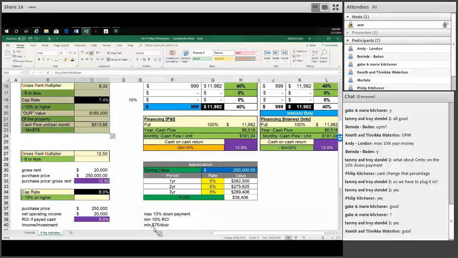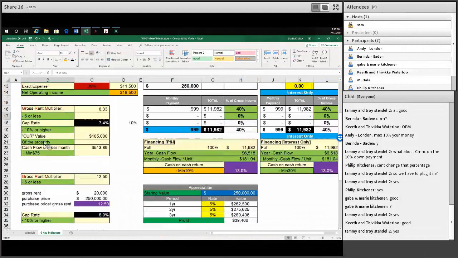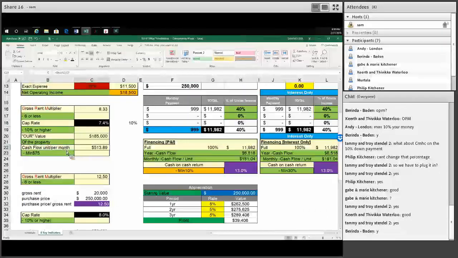Are we getting 75 a door? Yes, we are. But because we are not getting all three of these, and we need all three, it's no good in its current state. Does everybody see that? This isn't going to work for us because it doesn't meet these three things down here. Make sense?